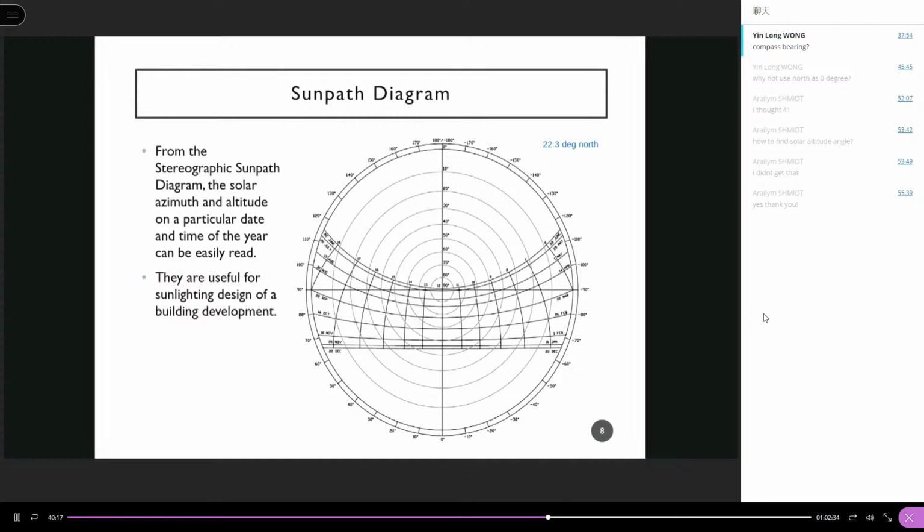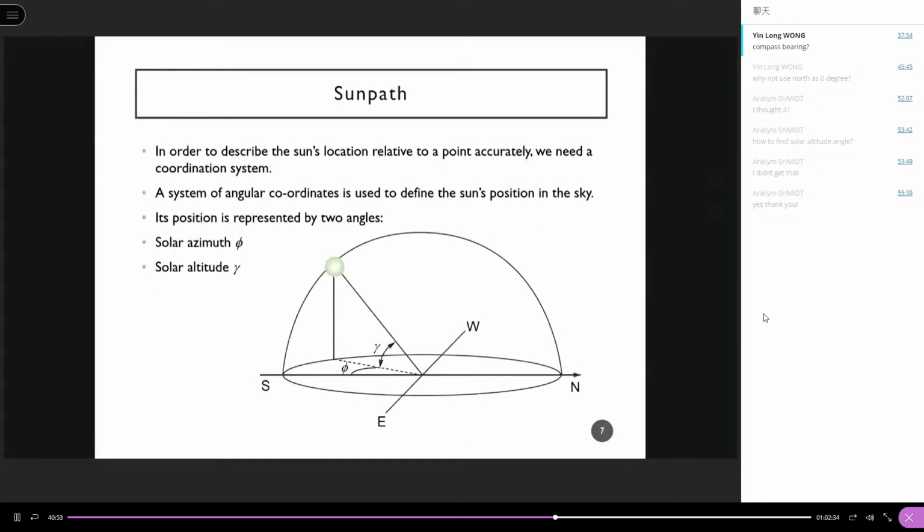This diagram is called the stereographic sunpath diagram. On this diagram, we plot the sun path on some dates in the year. So from this diagram, we can read the two angles of the sun, solar altitude and solar azimuth.